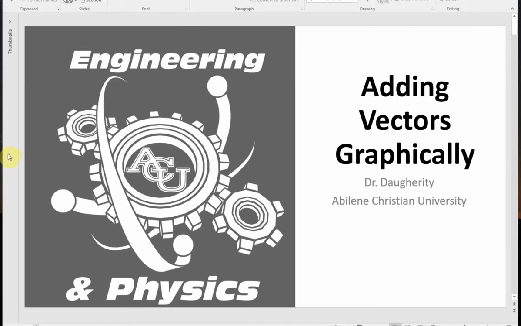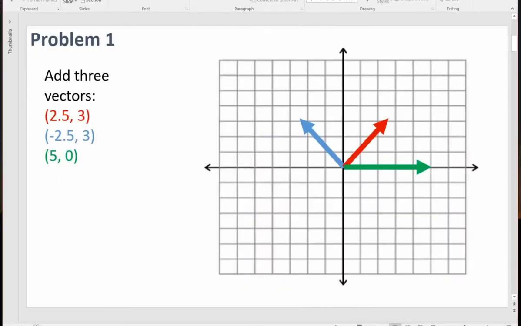Here's a quick video about how to add vectors using pictures instead of math. So for this problem we're going to add three vectors. I've got an x and y coordinate system, and remember, positive x points to the right, positive y points up.